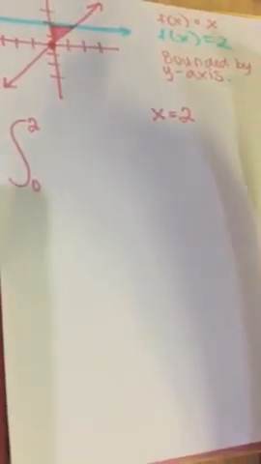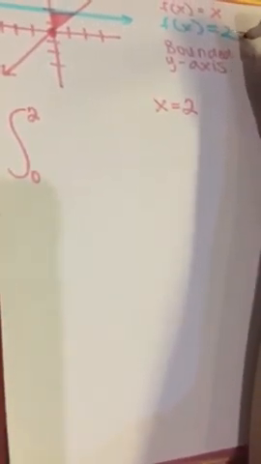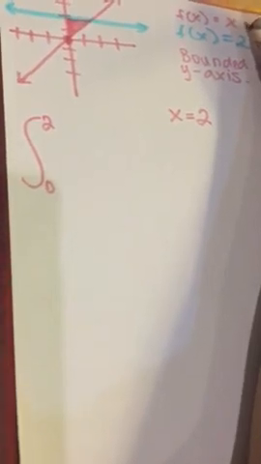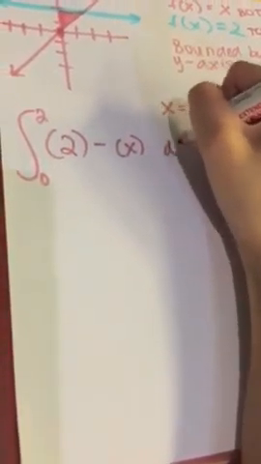You know what I mean. So top function, this is our top function, and this is our bottom function. So top function is just 2 minus the bottom function, which is x, dx.